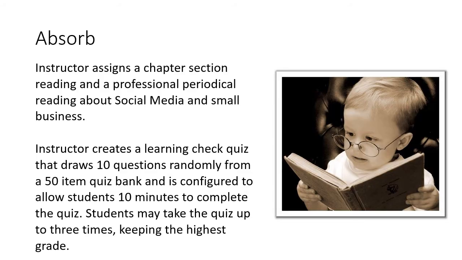Next, there's an absorb activity. In this case, the instructor assigns a chapter reading and a reading out of a professional periodical, all about social media and small business and how the two are connected. The instructor will then create a learning check quiz that draws 10 questions randomly from a 50-item question bank. So the question bank probably has 40 questions that were provided along with the textbook by the publisher, and 10 questions the instructor created based on the periodical reading that was assigned.